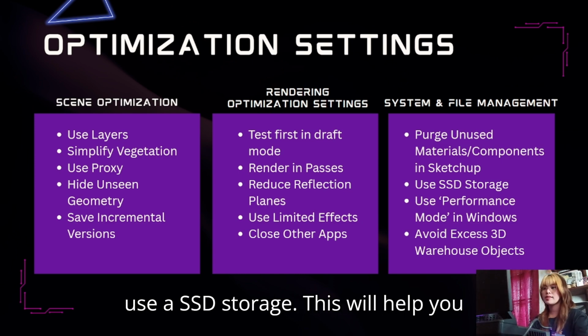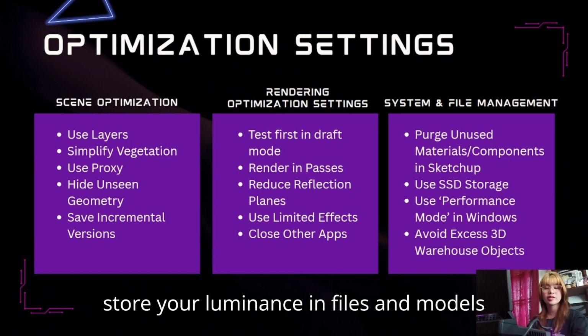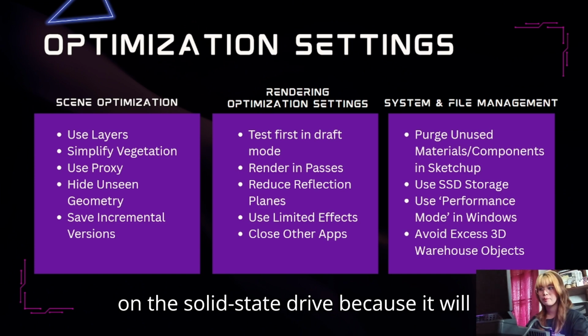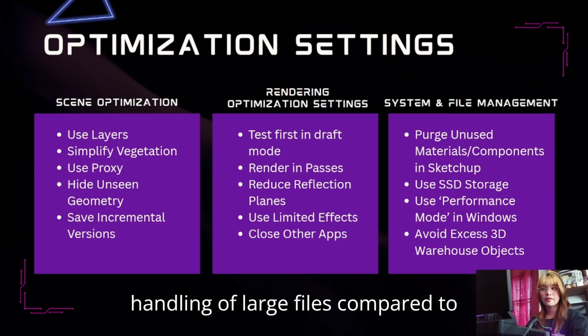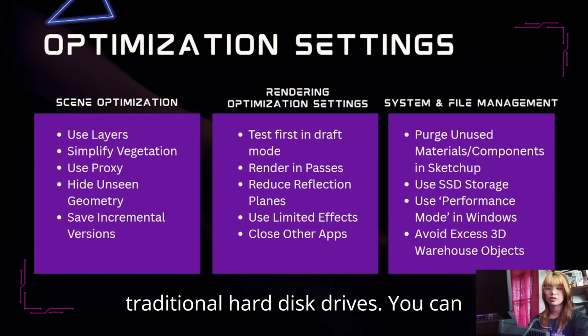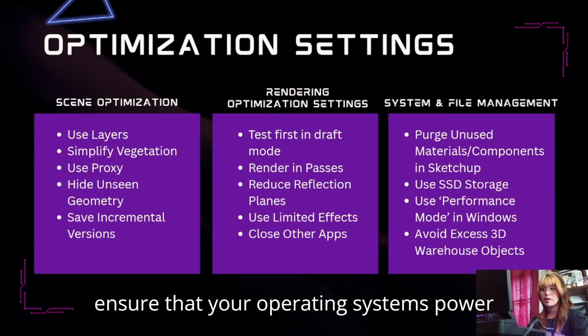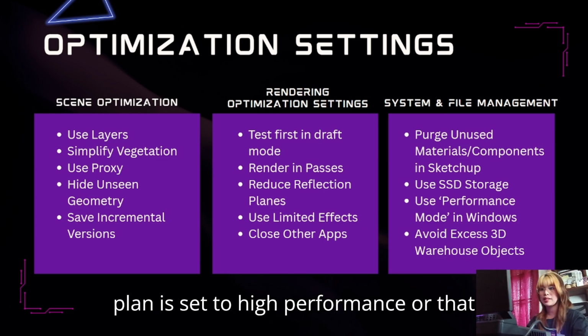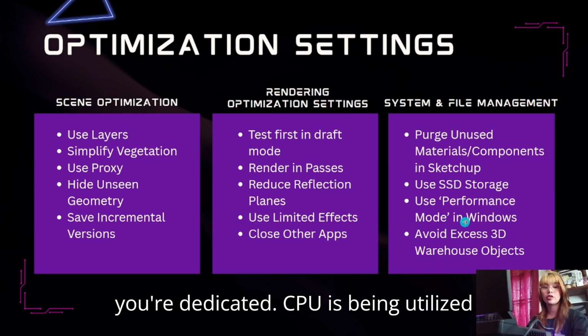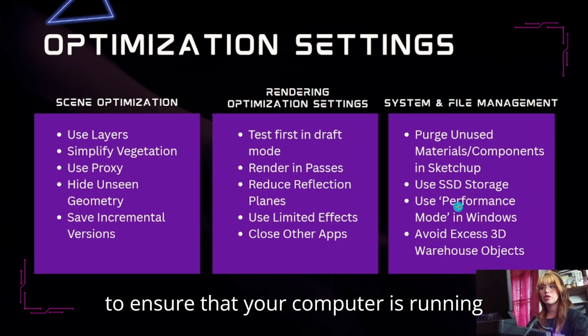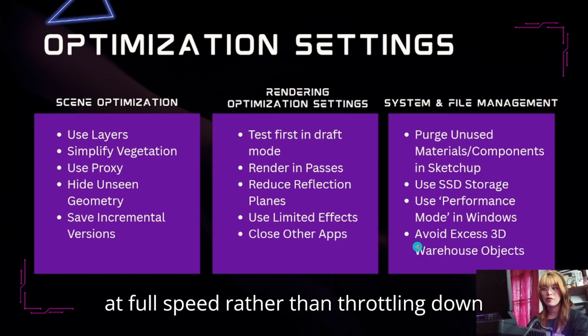So use SSD storage. This will help you store your Lumion scene files and models on a solid state drive, because it will speed up loading, saving, and the overall handling of large files compared to traditional hard disk drives. You can also use performance mode. This will ensure that your operating system's power plan is set to high performance or that your dedicated GPU is being utilized. This will ensure that your computer is running at full speed rather than throttling down to save power.